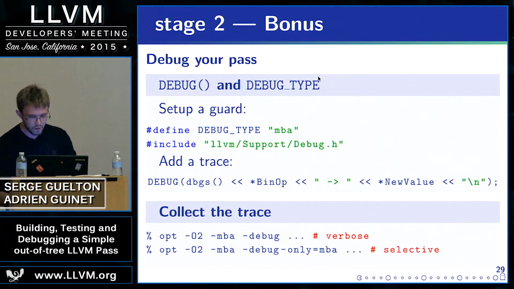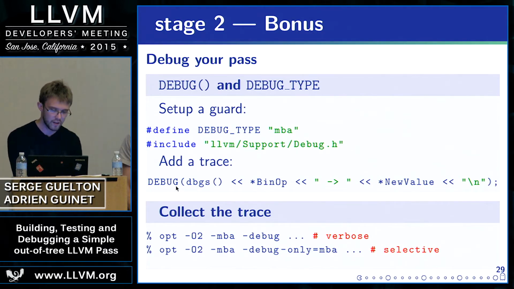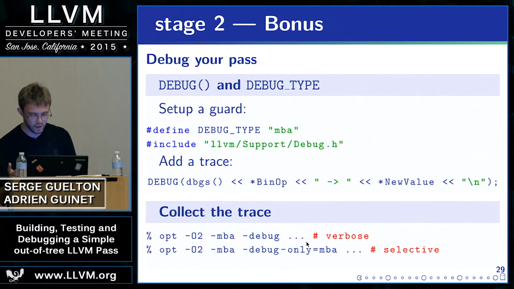Another thing you can do is debug a pass. You can add debug traces within your pass. Two things to do here. You need to declare a guard or a prefix before including debug.h anyway. Then use the debug macro, which will print the statement inside when you're in debug mode, and when you're in release mode, it will simply delete it. That's convenient if you still want performance and no debug stuff inside your pass. And then you just use the minus debug flag within opt or clang to print them.